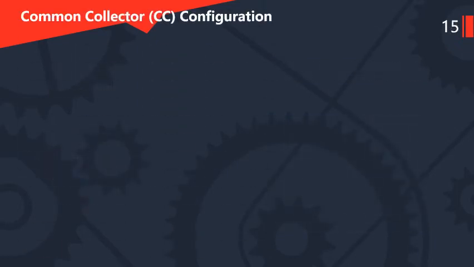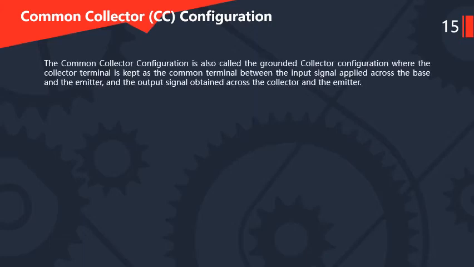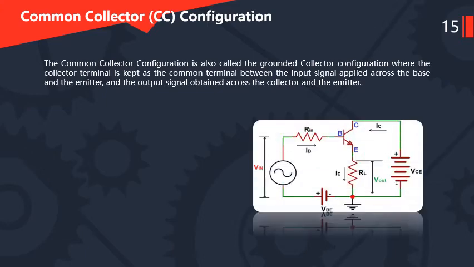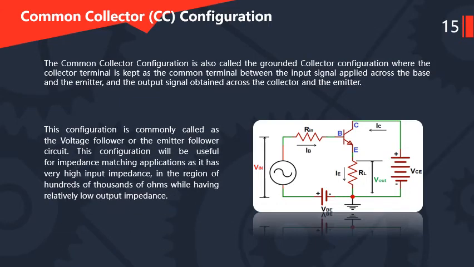Third one is the common collector configuration. The common collector configuration is also called the grounded collector configuration, where the collector terminal is kept as the common terminal between the input signal applied across the base and the emitter and the output signal obtained across the collector and the emitter. This is the circuit diagram for the common collector configuration of the transistor.